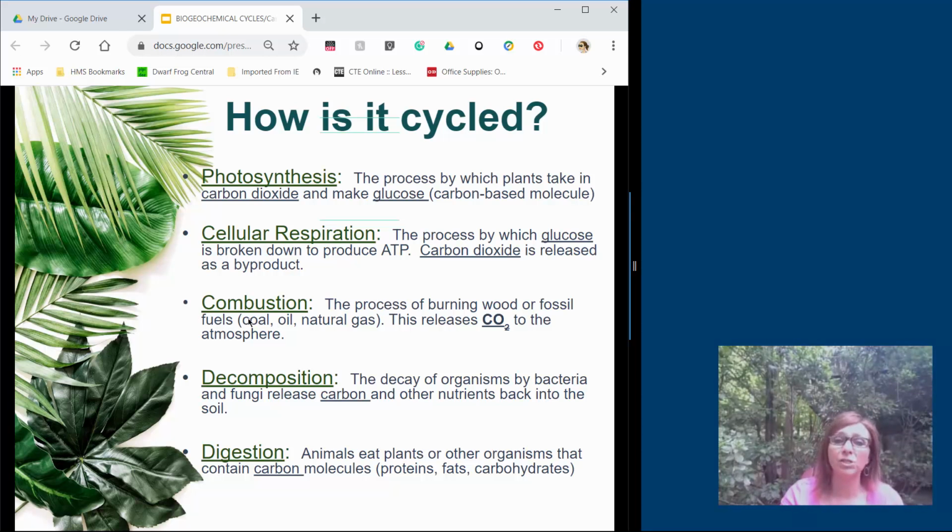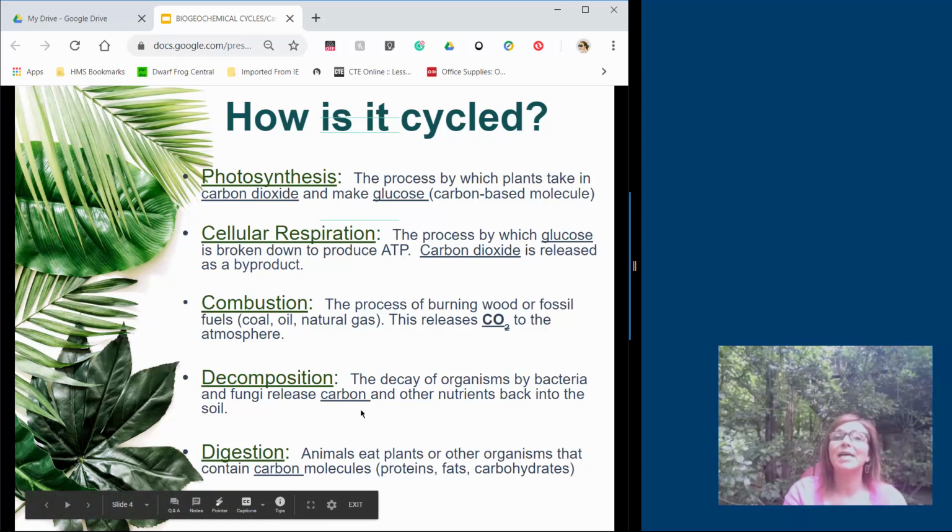But that's combustion. And you also have decomposition. Talked about that in the nitrogen cycle. Anytime things are decomposed by those bacteria and fungi, those nutrients that are in them get recycled. So some of that carbon goes back into the atmosphere from the decomposers, and some of that carbon goes back into the soil as well, where it can then be reused.